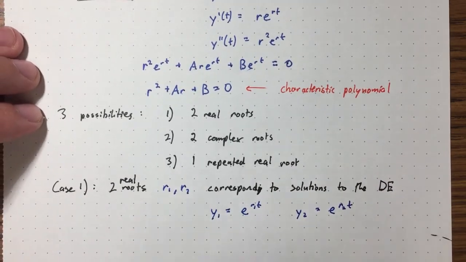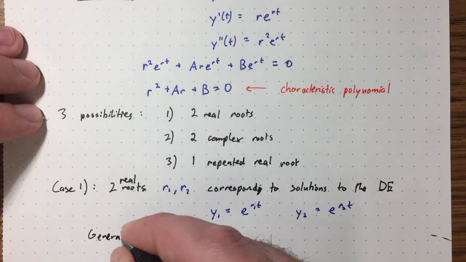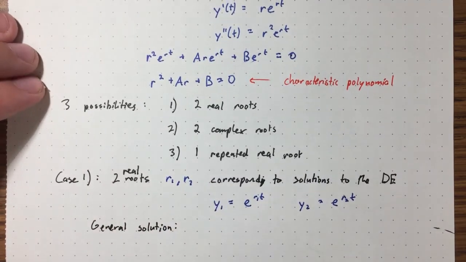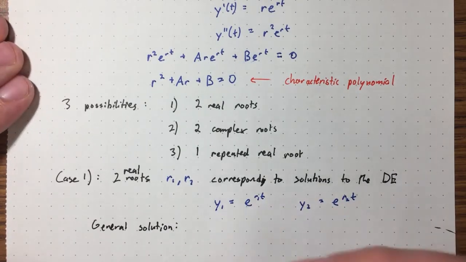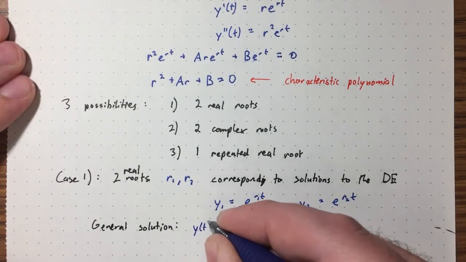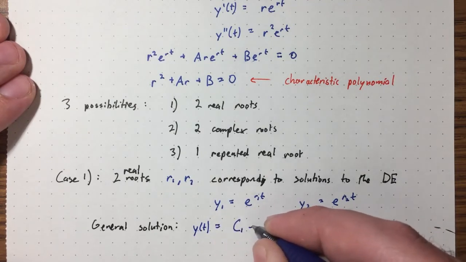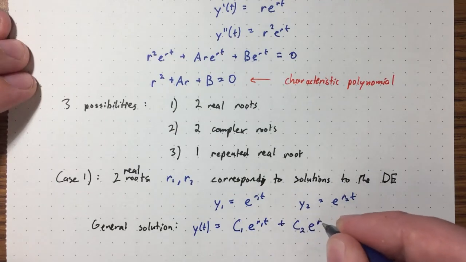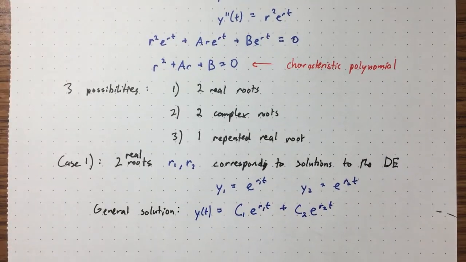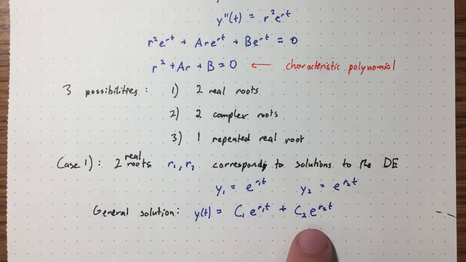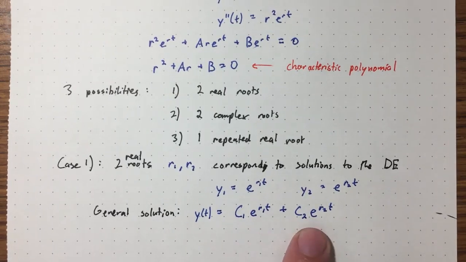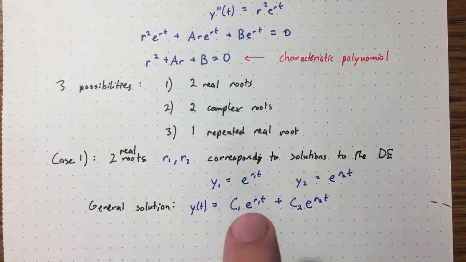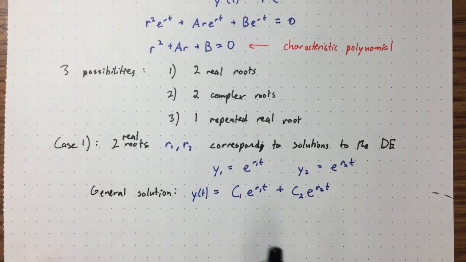And so the general solution, we can just write it down right now using our facts from the previous page. General solution is going to be y of t is c1 times the first one, e to the r1t, plus c2 times the second one. So by the first fact, anything of this form has to be a solution. That's what we proved. And then by the second fact, every solution to this differential equation must be exactly of this form. We must be able to write it in this form.